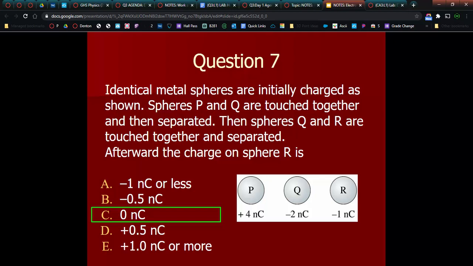Now, I don't think we're going to get too complicated here, but another key factor is that these spheres are all the same size. If they had different sizes, then that would change exactly how much charge each thing gets, because the charge gets distributed on the surface. So essentially, a larger sphere will retain more charge when you touch them together.